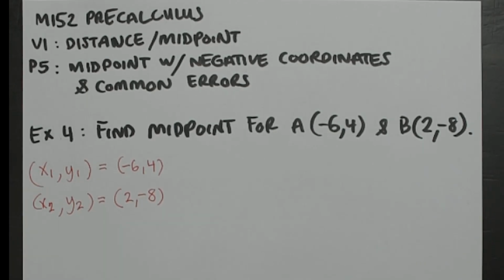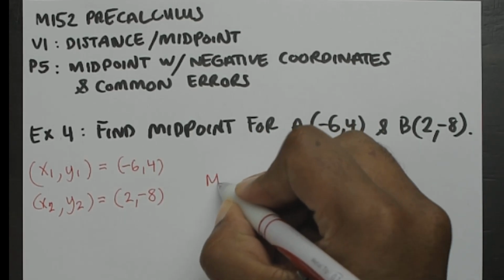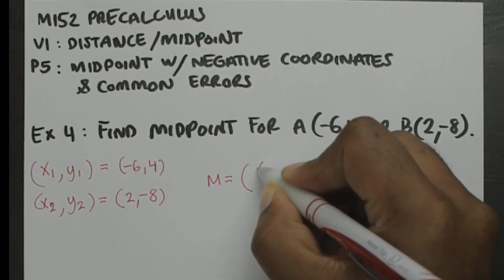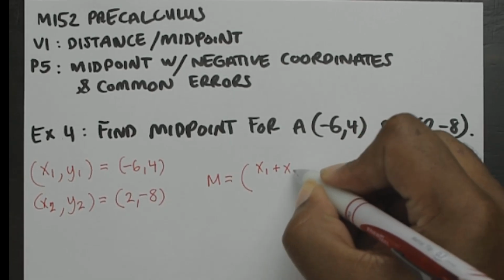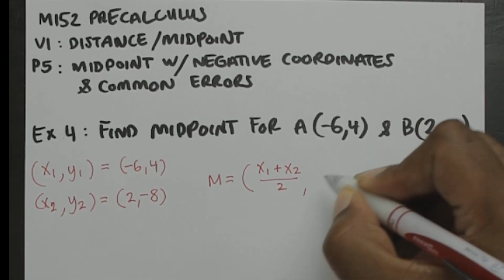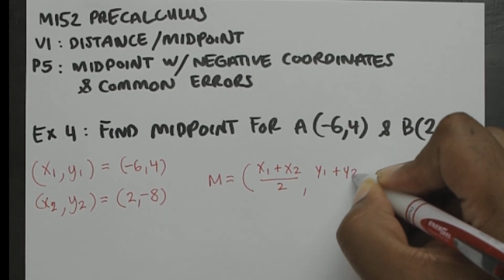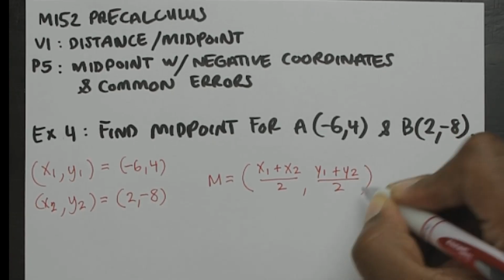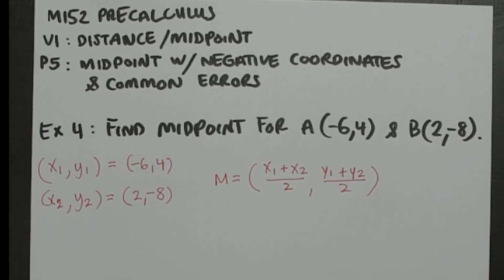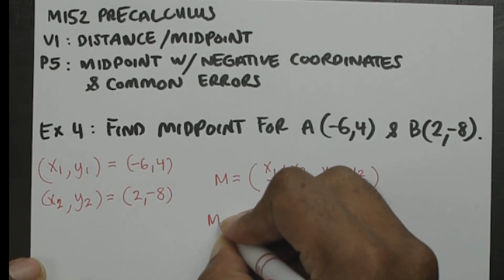Now the midpoint formula is as follows: m equals parentheses x sub 1 plus x sub 2 divided by 2, y sub 1 plus y sub 2 divided by 2. So that's our midpoint formula. I'm going to substitute the information into our problem.